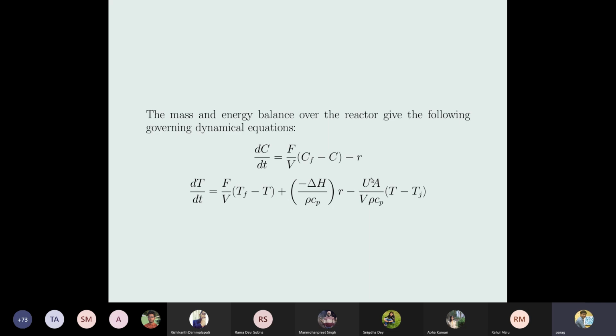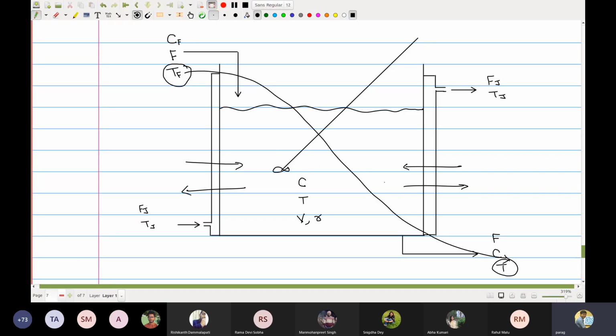U is the overall heat transfer coefficient. So basically UA delta T is the heat transfer term, where U takes into account the conduction as well as convective heat transfer between the fluids. And then finally, there is a reaction which is taking place here. If the reaction is exothermic, heat will be liberated. If the reaction is endothermic, heat will be consumed. So that will also result in a change in temperature of the system. Right? Fine.